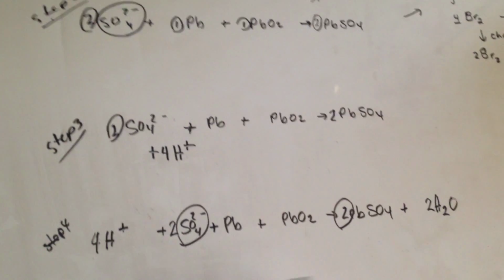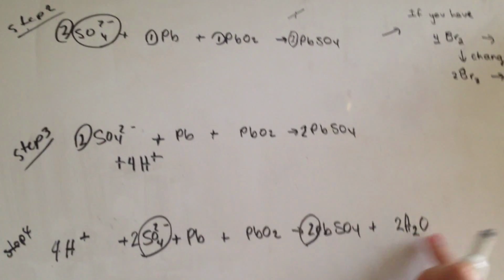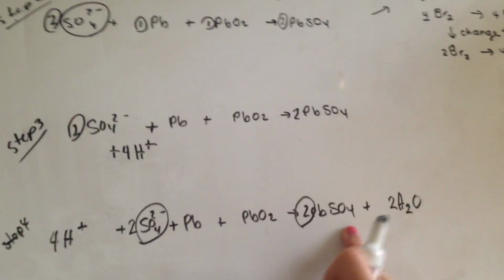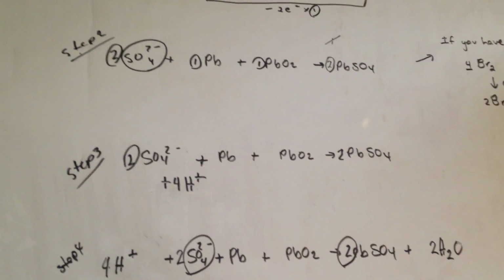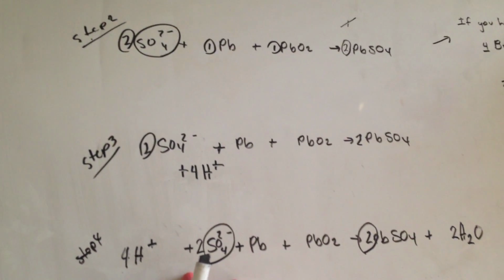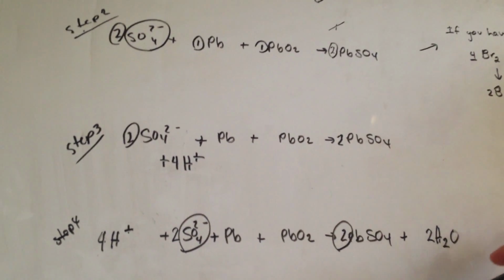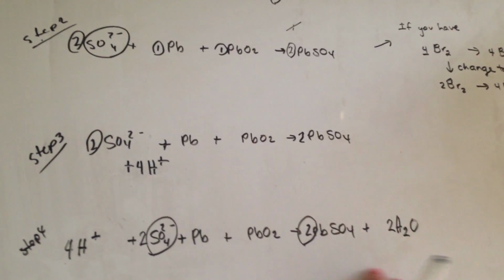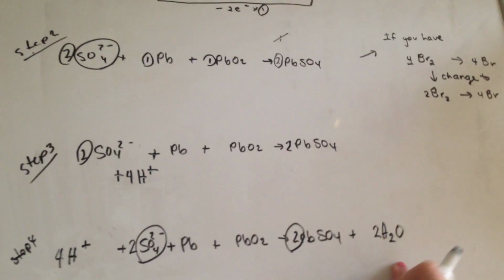Okay, now let's make sure we have the correct number of oxygen. So 2 times 1, 2. 2 times 4 is 8. 8 plus 2 is 10. So we need to have 10 here. So 2 plus 8 is 10. So we have the charge balanced, okay? Then we have the number of hydrogens balanced, and we have the number of oxygens balanced. And that's it.